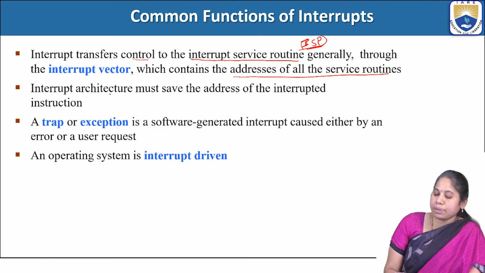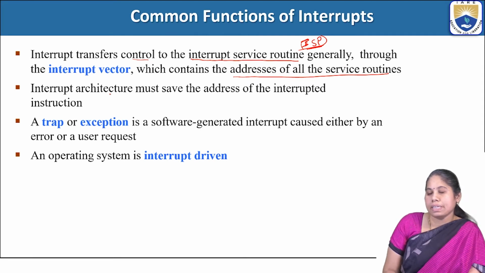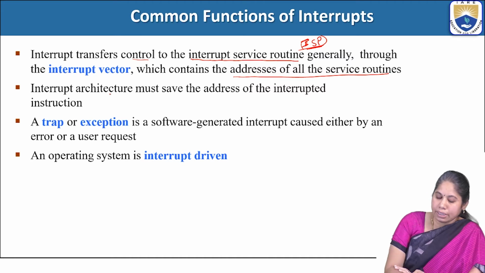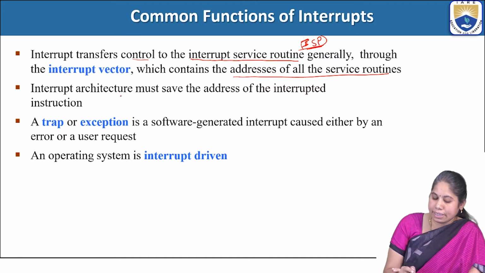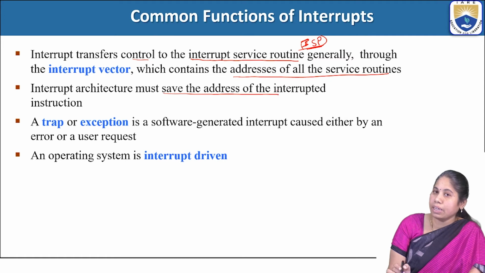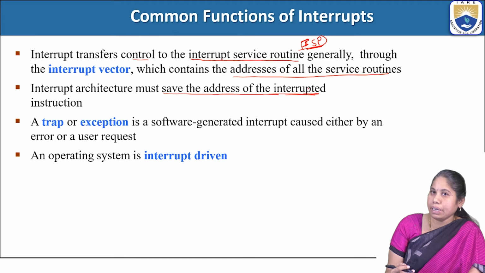The interrupt architecture must save the address of the interrupted instruction. Obviously, right? Suppose one person comes while you are doing the work, you will save that work, then you will answer the other person. Here also, in the same fashion, the architecture itself will save the address of the interrupted instruction. Whichever instruction gets interrupted, that address you are going to save.